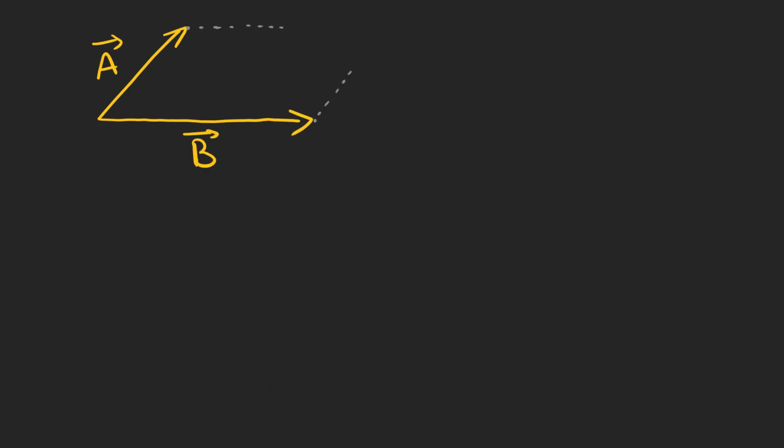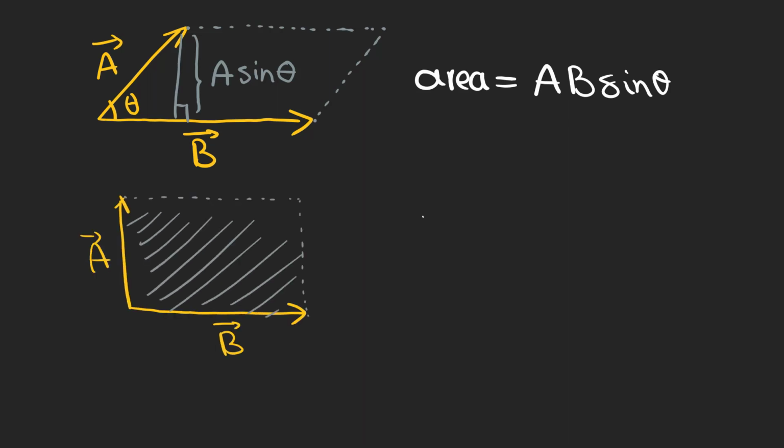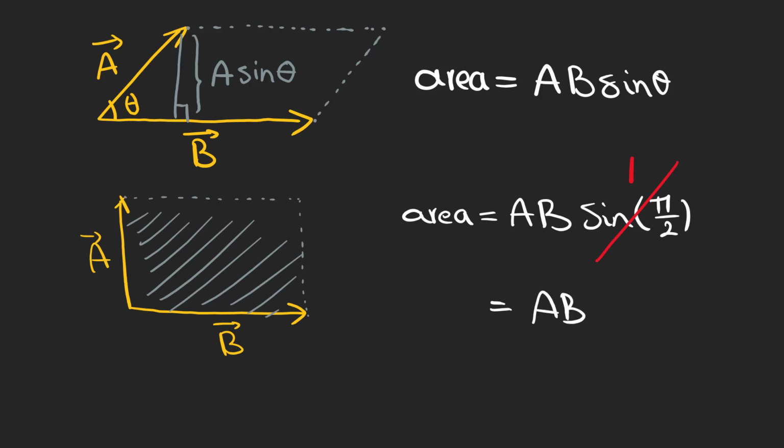Geometrically speaking, the magnitude of the cross product is the area of a parallelogram formed by A and B. In a special case of 90 degrees, it is the area of a rectangle, and it is worth noting that the cross product of any vector with itself is 0.